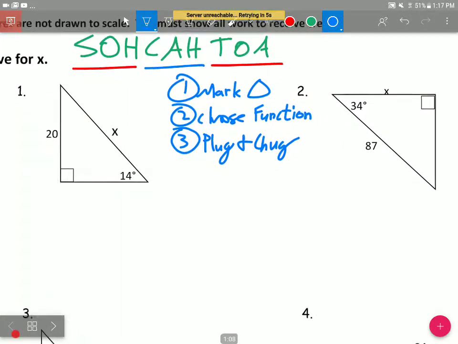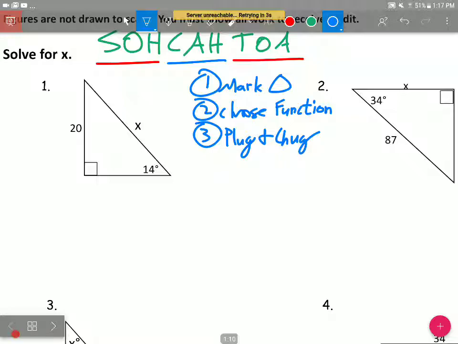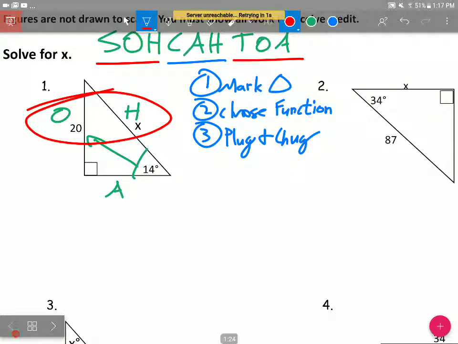So here we go. Without further ado, this is the angle we're looking at. Therefore, this is the hypotenuse. The opposite is always across, and the adjacent is always the leg next to the angle, okay? So we have an opposite and a hypotenuse, so we're using the sine function. So we do the sine of 14 equals opposite over hypotenuse.